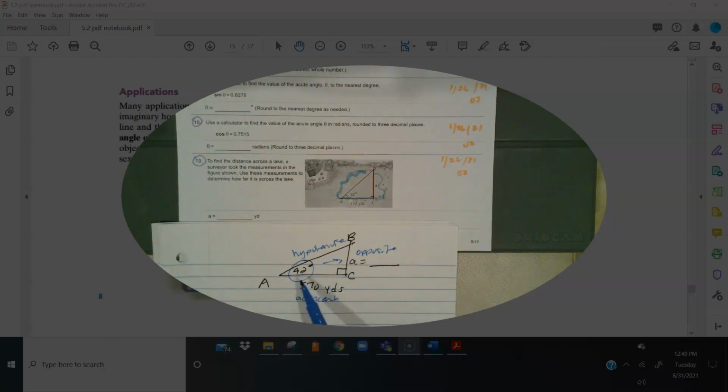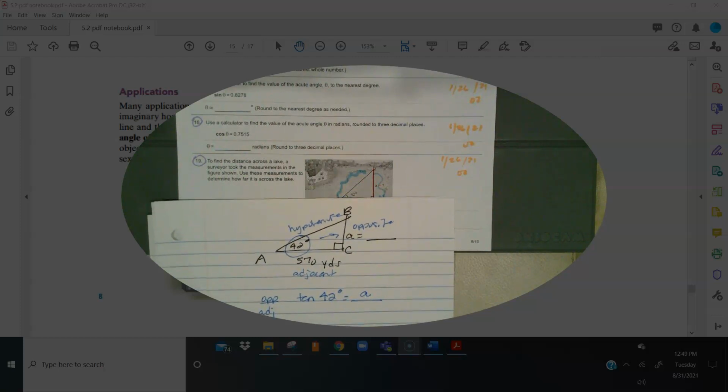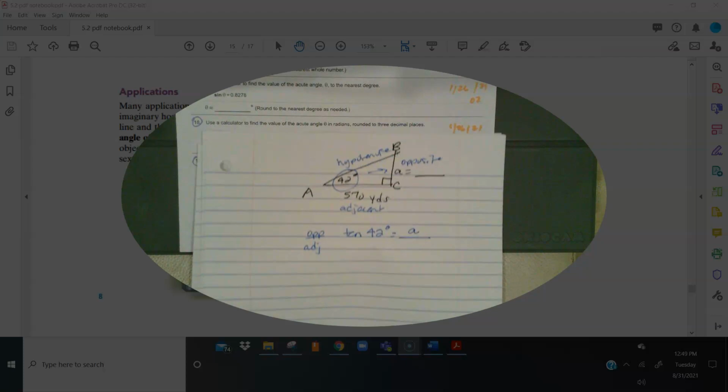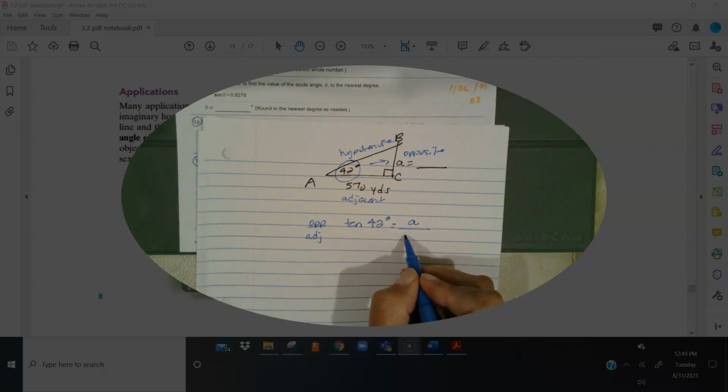If we're looking at A to C, A is opposite and they give me the adjacent. If I am looking for the opposite and I'm given the adjacent, that's the tangent function. So I'm looking for the tan of 42 degrees is equal to the opposite side I do not know. We're using the variable A for this one. And the adjacent side they gave me in this problem is 570 yards. We'll put that in here.